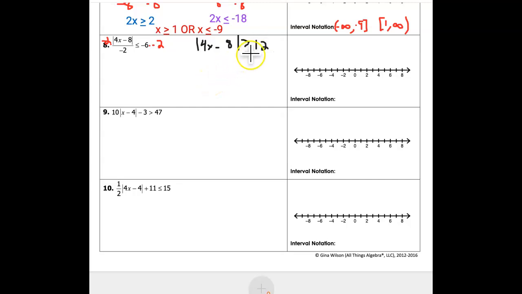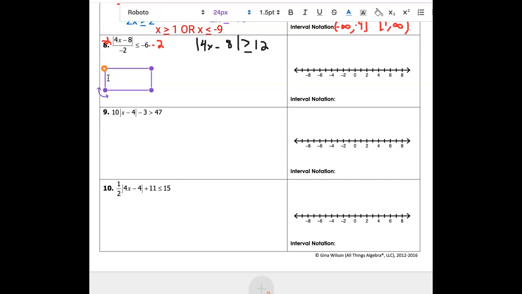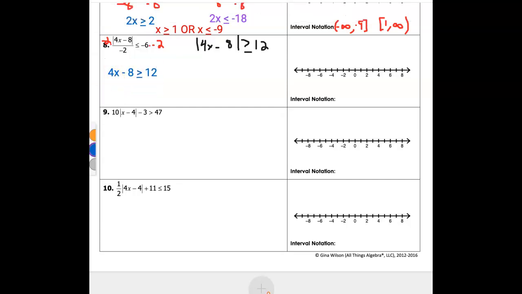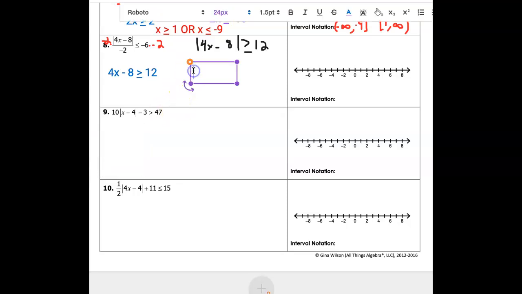And then since this is a greater than inequality, we set our 2 up, and it will be an or inequality. So first part, 4x minus 8 is greater than or equal to 12. We don't do anything other than drop the absolute value bars. Or 4x minus 8 is less than or equal to negative 12.